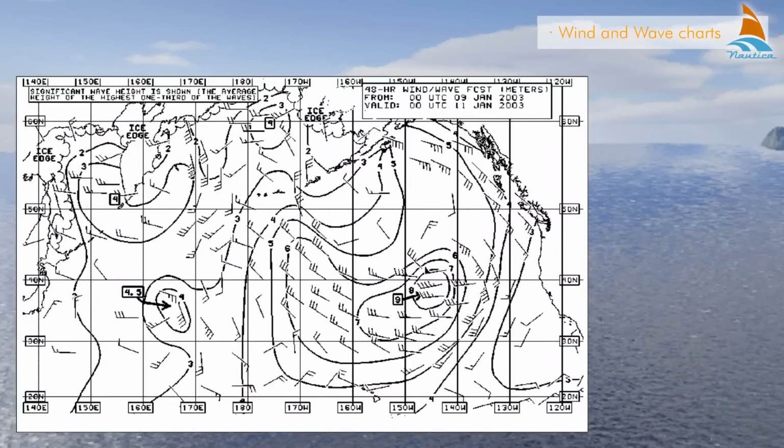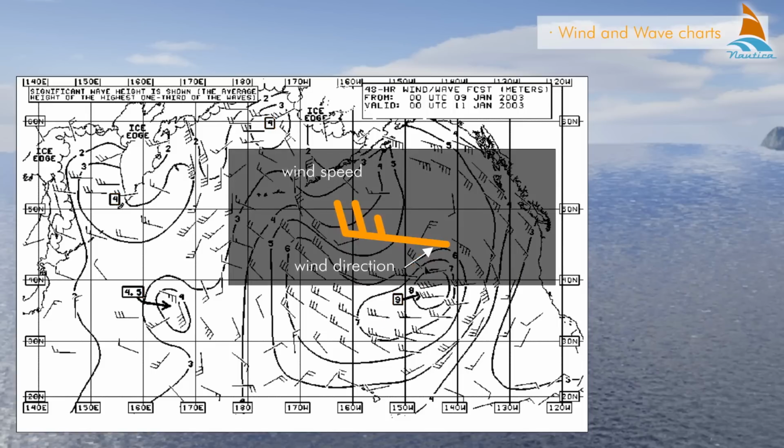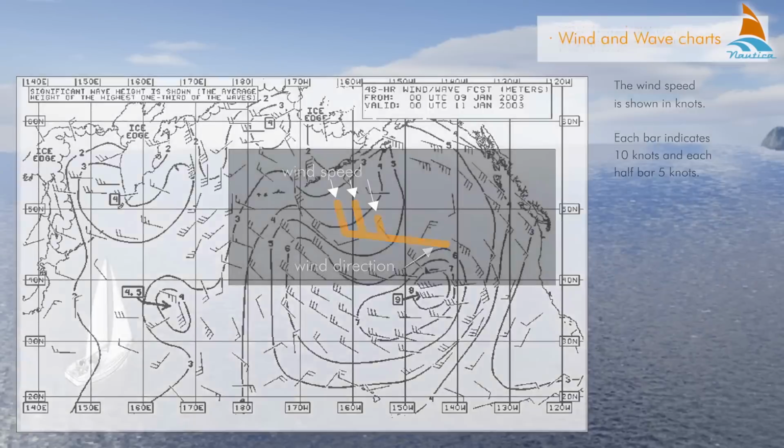The combined sea heights are depicted in solid contours. The relative minima or maxima combined sea state values are enclosed in a box. Wind speed and direction are also indicated. The wind speed is shown in knots. Each bar indicates 10 knots and each half bar 5 knots.